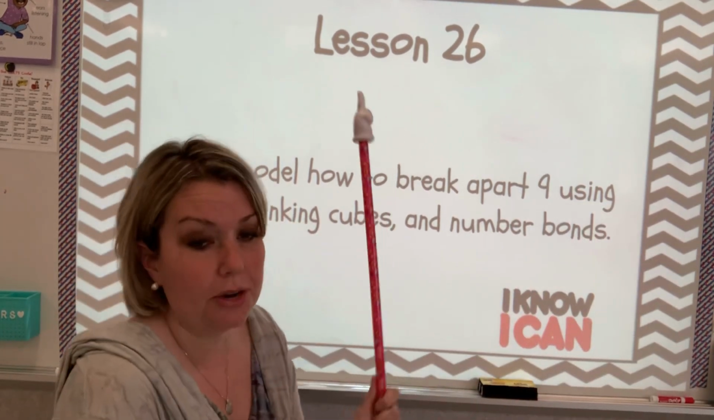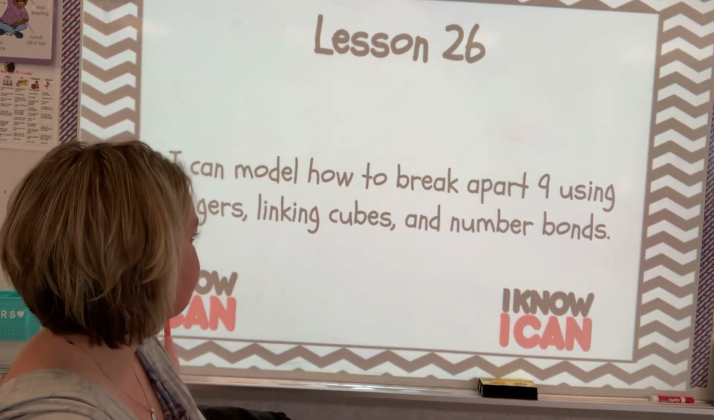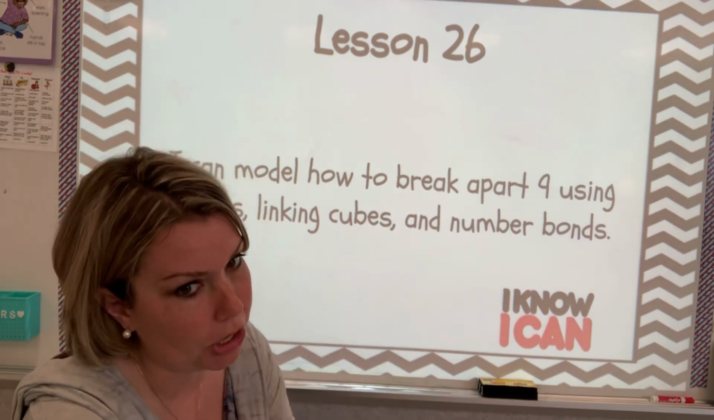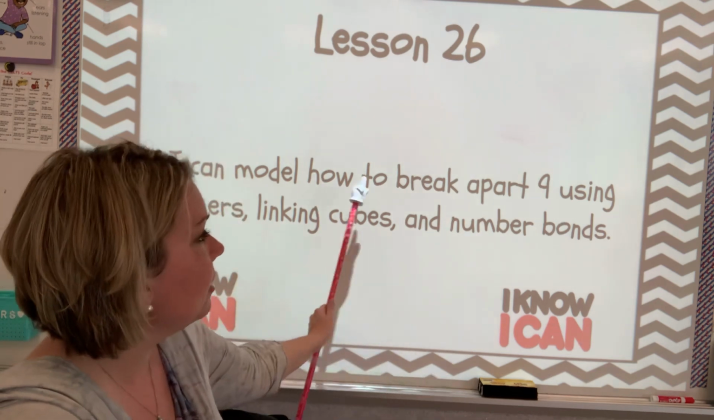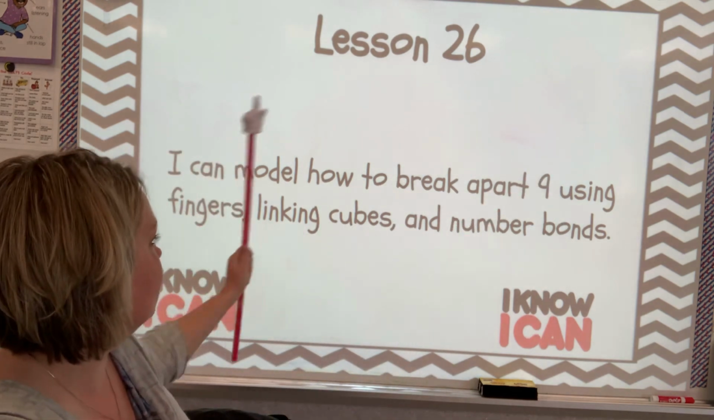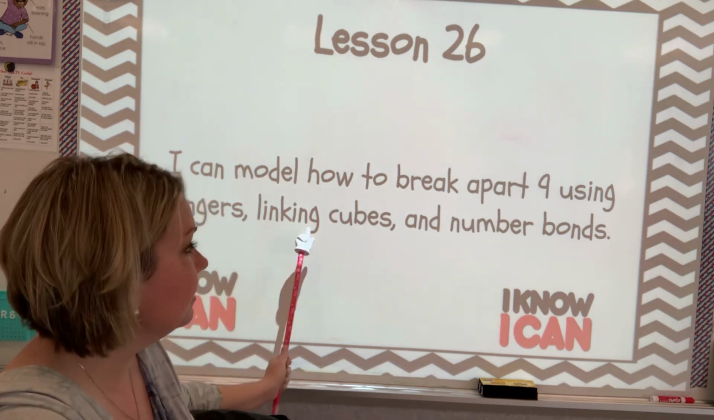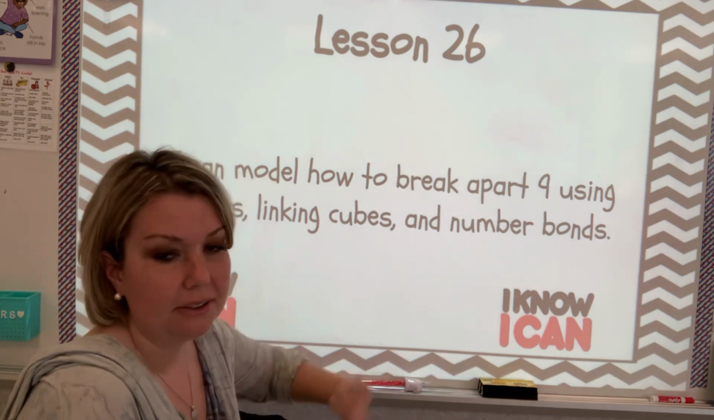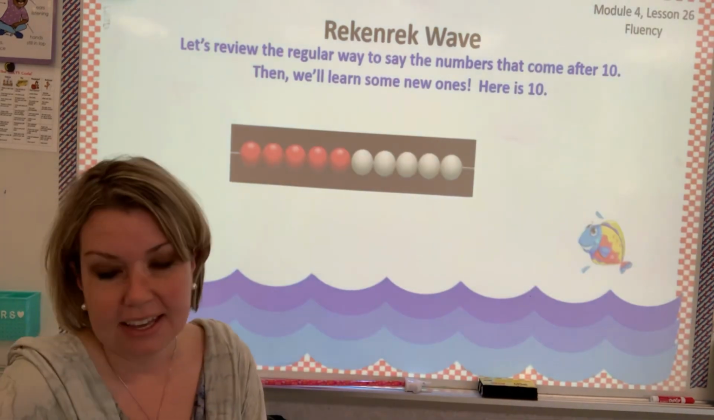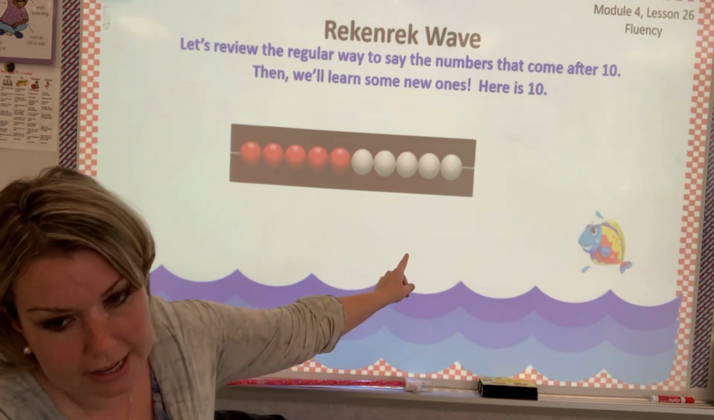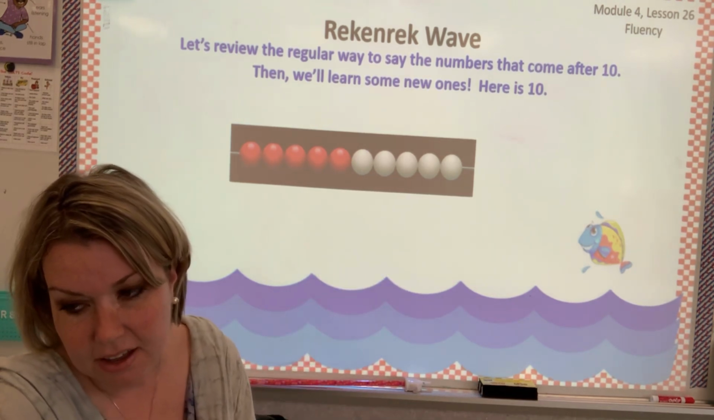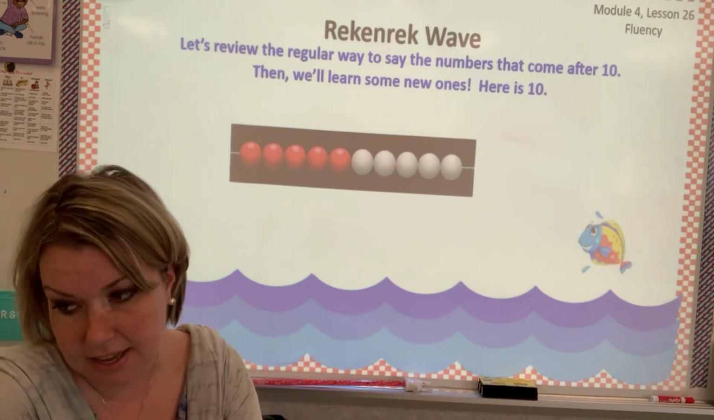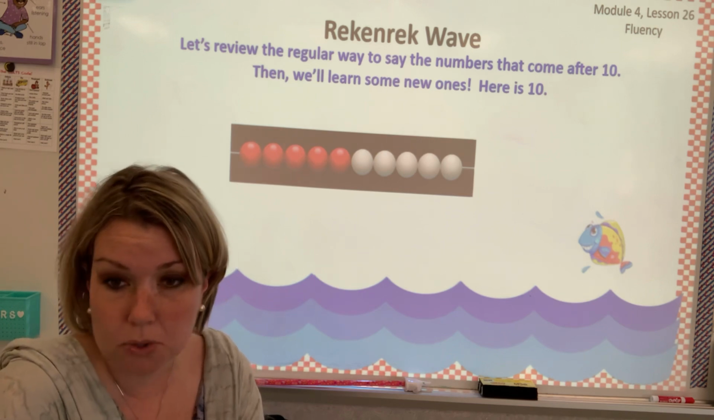This morning, we are working on lesson 26. I can model. Model is a fancy Nancy word for show. I can show you how to break apart 9 using fingers, linking cubes, and number bonds. Okay, let's take a look at our warm-up. Here is what we call the Rec and Rec. Remember that? Let's review the regular way to say the numbers that come after 10. Then we'll learn some new ones.